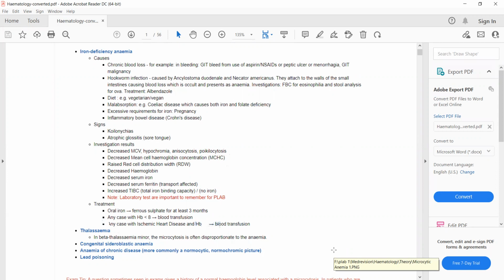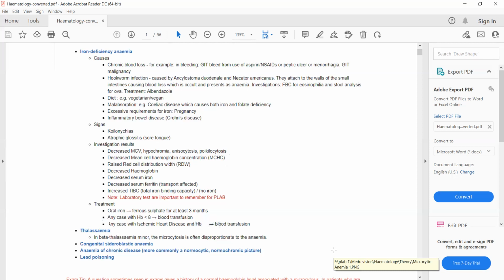Serum iron and serum ferritin will be low, and TIBC will be high. Total iron binding capacity will be high because no iron is available for binding. So the binding capacity of the binding molecules will increase in iron deficiency anemia.